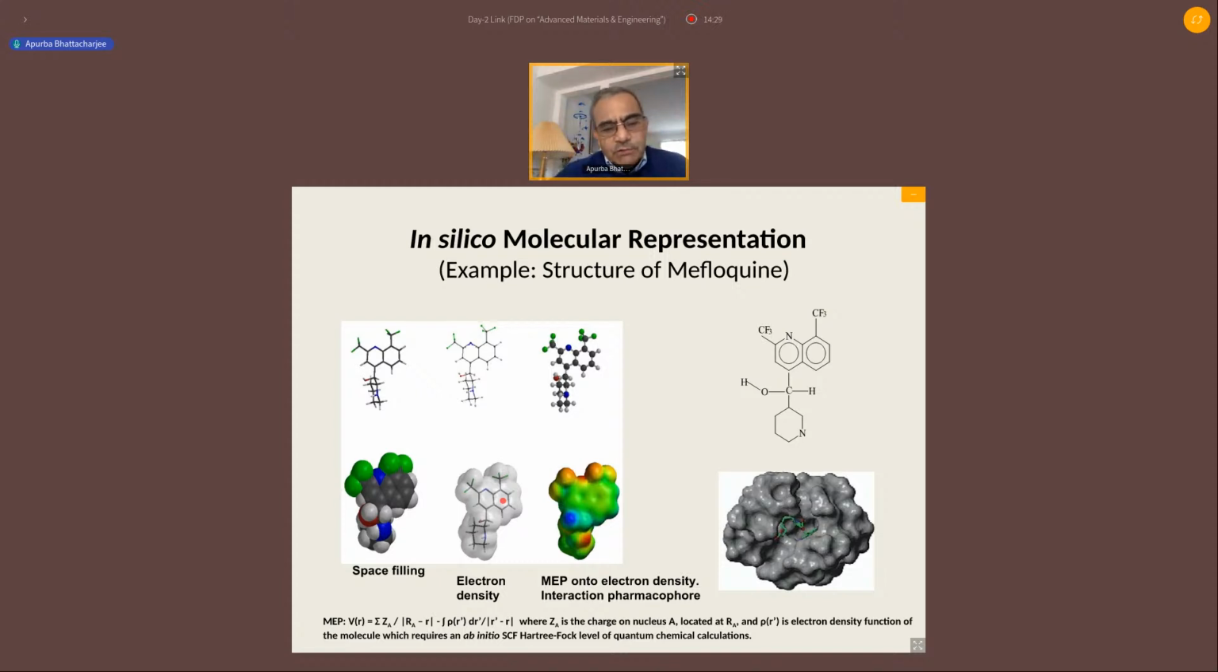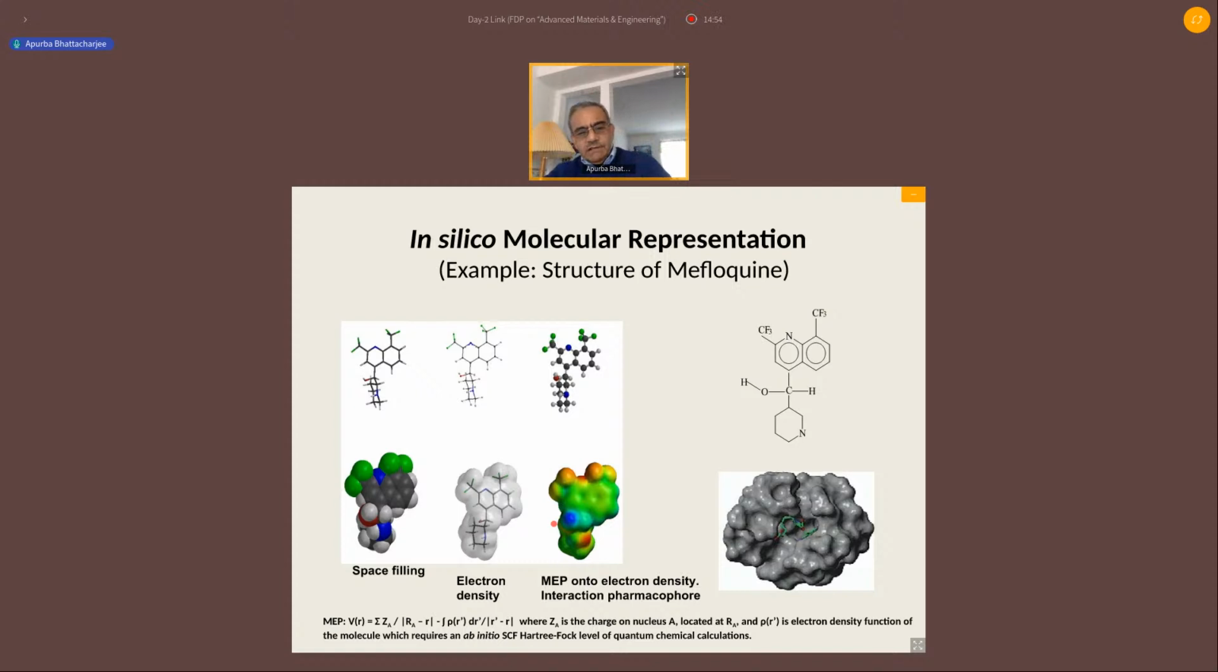In this way, you can identify two extreme regions in the molecule: where we have the maximum density of electrons and where we have the least density of electrons. These are depicted with two extreme colors. The red color indicates the most negative potential region in the molecule, and the deepest blue color indicates the most positive potential region.